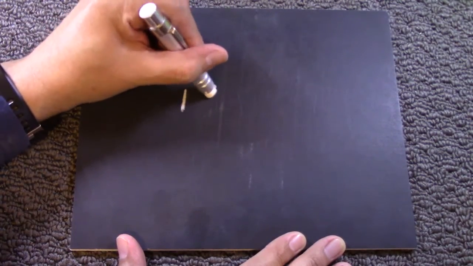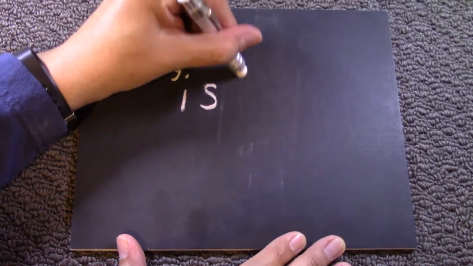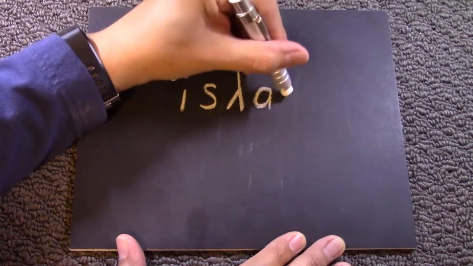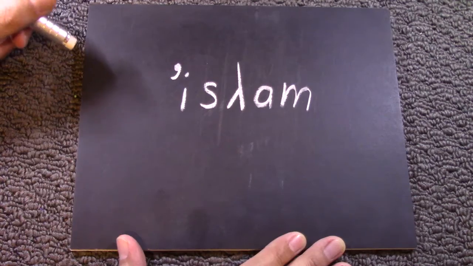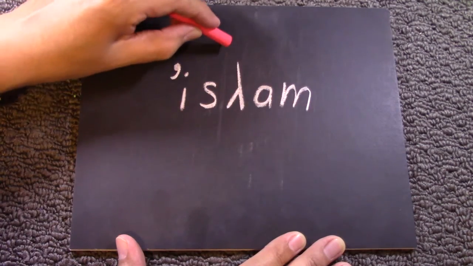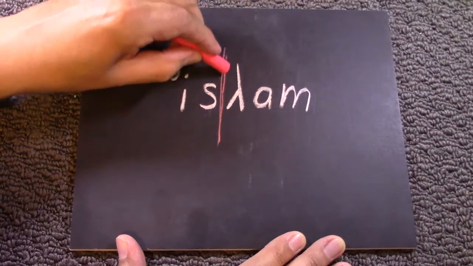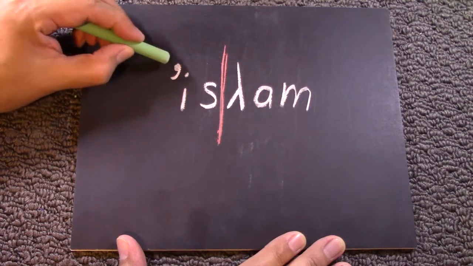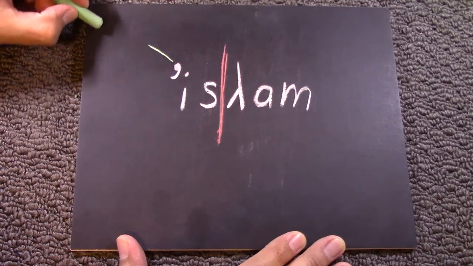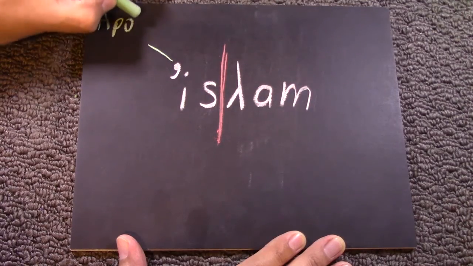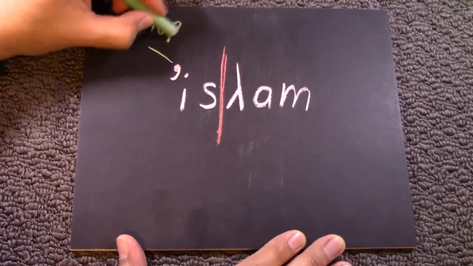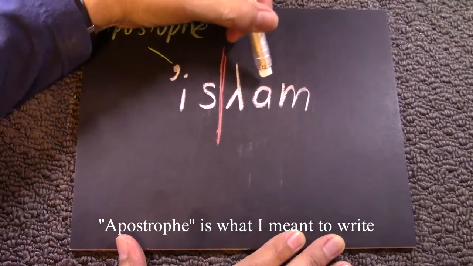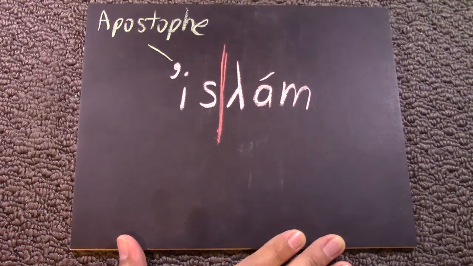The way we spell isdlam is we have an apostrophe, we have an I, S, we have a lambda, an A, and an M. So we'll break this up into 2 syllables. And we'll take a look at this first symbol here. This is an apostrophe. We're also going to put another symbol here over the A.